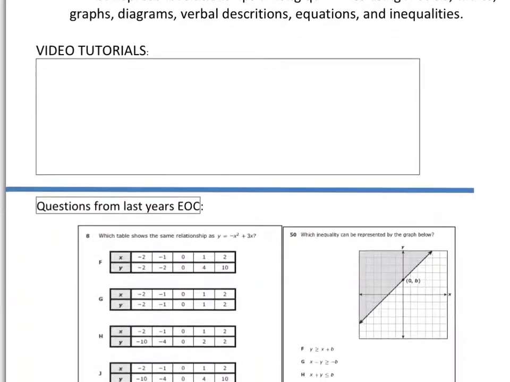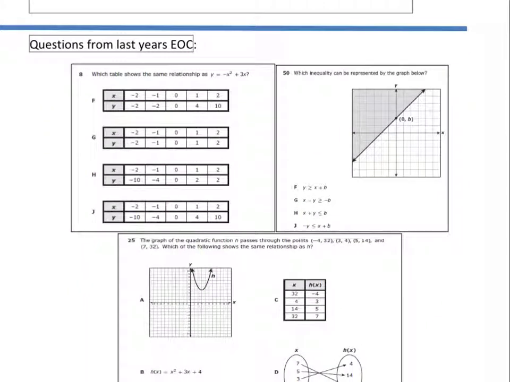On this SE, we've got 3 questions that were on the benchmark or on the EOC last year. Number 8, it asks which table shows the same relationship. Anytime they ask you which table, how do I get to a table? I enter the equation into my calculator and I look at the table, which is by hitting second graph, or second table. And then I can just match up.